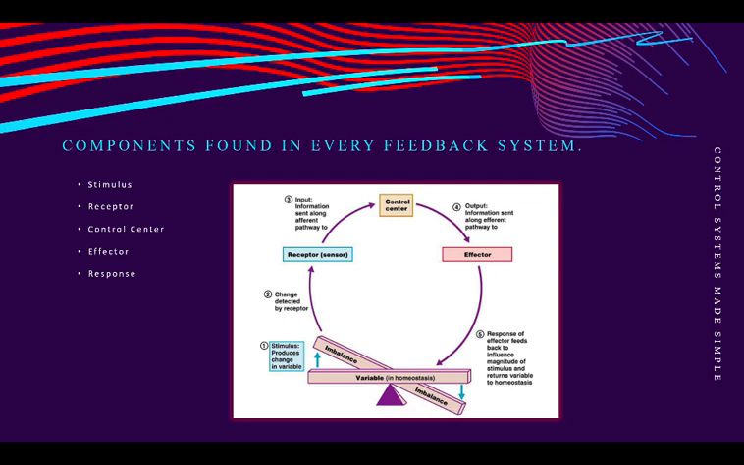A simpler example would be the human body. The stimulus could be a change that occurs in the body due to environmental factors such as temperature. The receptor detects the change, then the control center, your brain, receives information and decides what to do. The effector carries out the response, for example, sweating to cool the body. The response restores balance and returns the body to its normal temperature.